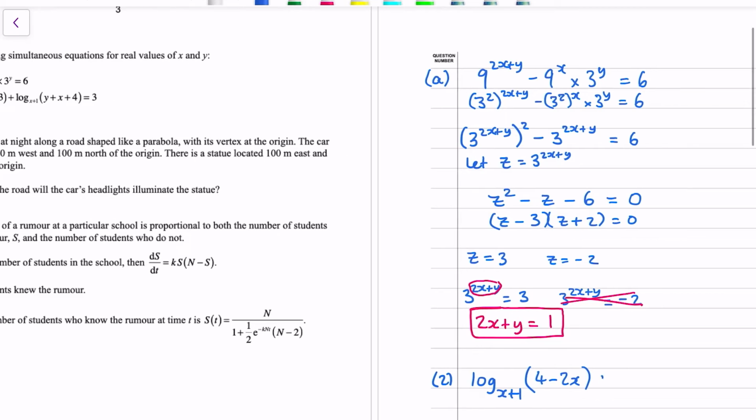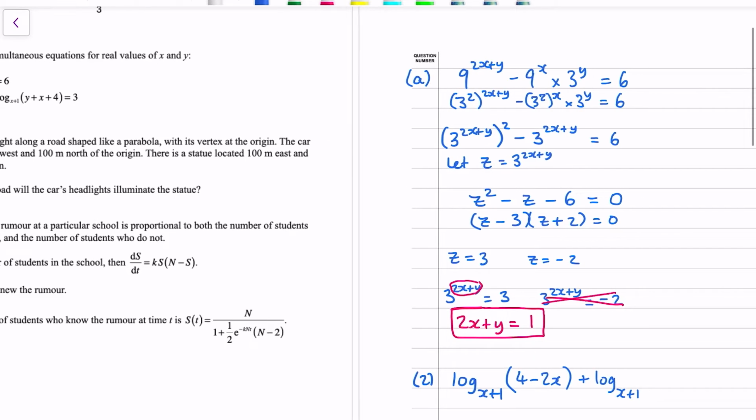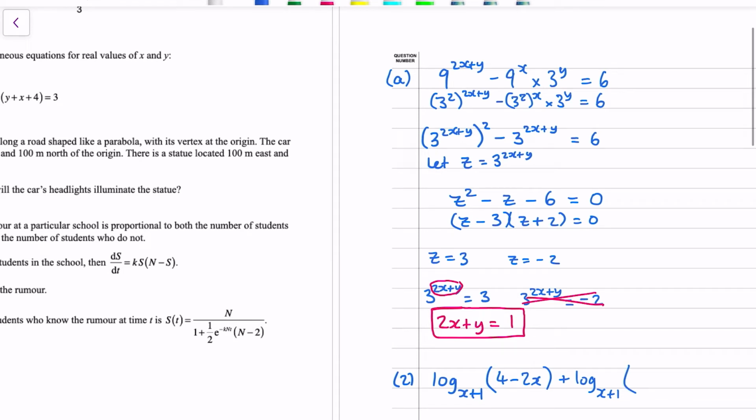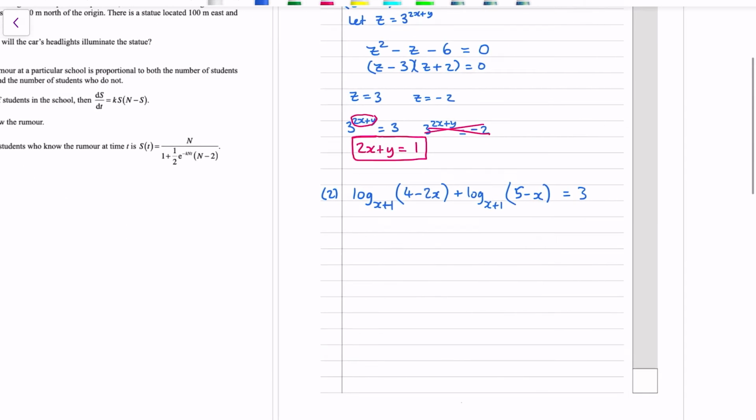And then the other one, log base x plus 1, of y plus x plus 4. So y is 1 minus 2x, so 5 minus x, and that all equals 3. Okay, now I use my log rule, so log base x plus 1 of 4 minus 2x times 5 minus x equals 3.